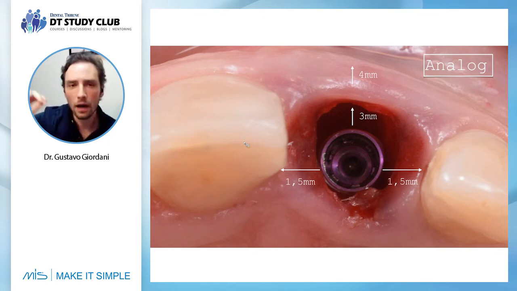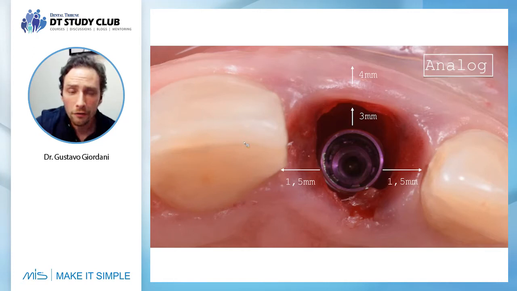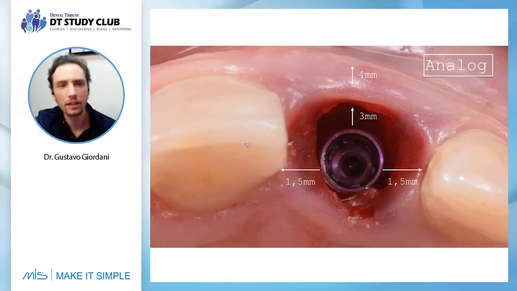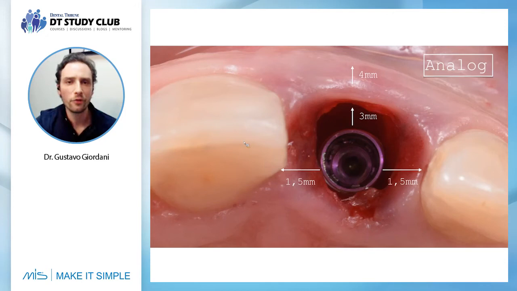And in the apical to coronal direction, we need to place our implant at least 3 to 4 millimeters away from the future gingival margin. That's why it's very important to understand the final shape of your final restoration so we can plan the implant position. And of course, when you do this in the analog way, freehand, we have an alveolus and we need to place the implant in the perfect position. So this is not easy to do.